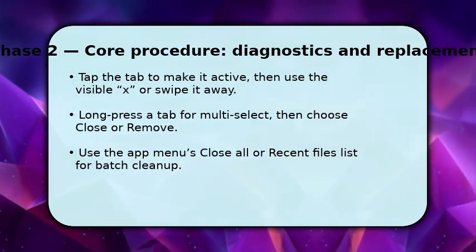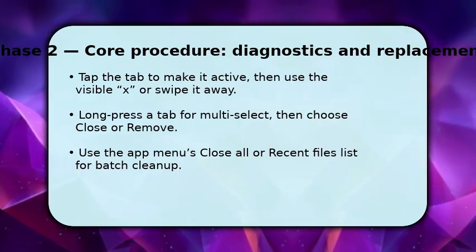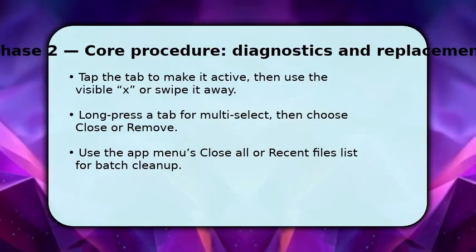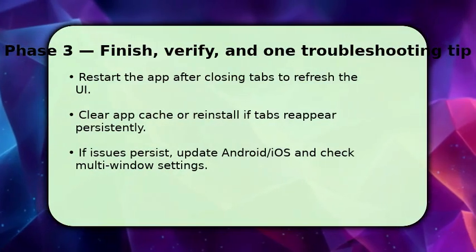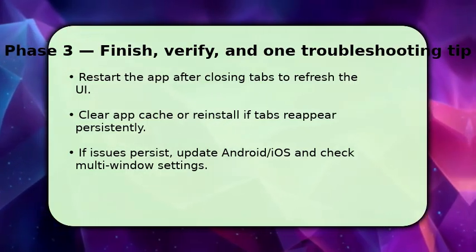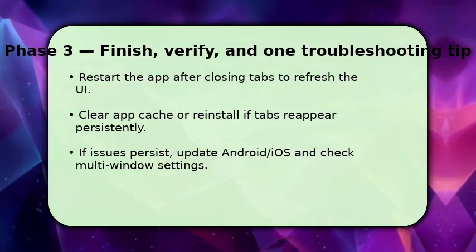Make sure to check the app menu for a close all or recent files option to clear many tabs at once. To finish, restart Google Docs so the UI refreshes and the tab strip stays cleared. If tabs reappear, clear the app cache or reinstall the app. That removes corrupted session data.